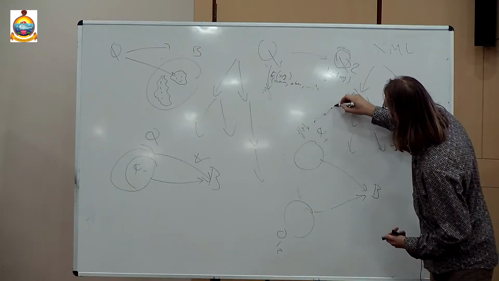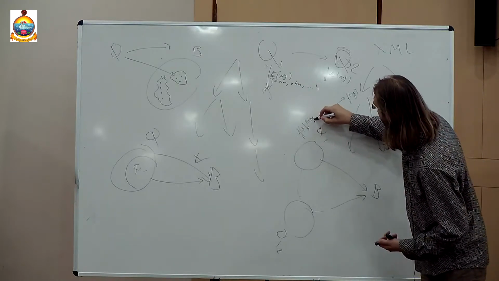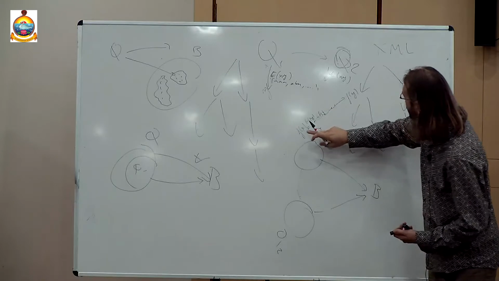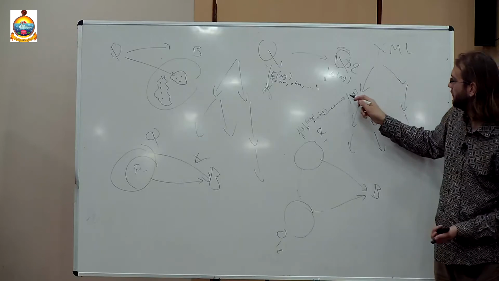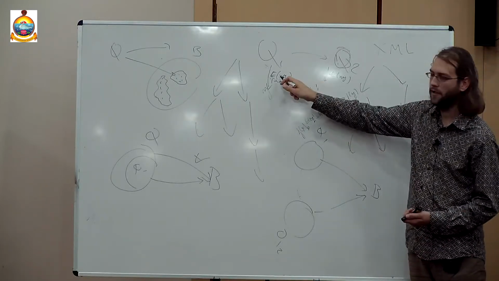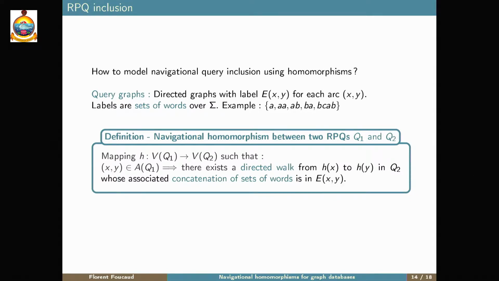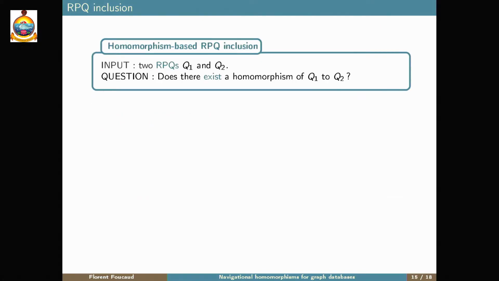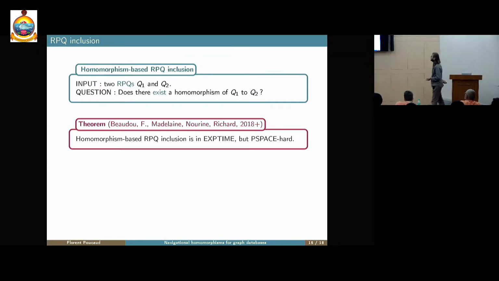But now we don't have labels, so it doesn't make sense to define a word that should be in that. So what we do is take the concatenation of all these sets here, and we say that this new big set should be included in that set. So it's based on set inclusion. It's a bit more complicated, but it models this inclusion of two queries. Then we ask ourselves, what is the complexity of that problem? This is what I would call homomorphism-based query inclusion, RPQ inclusion, regular query inclusion.